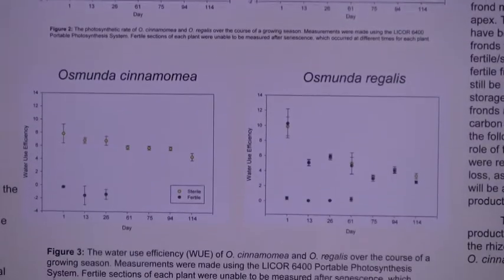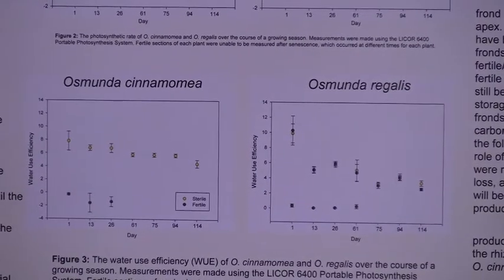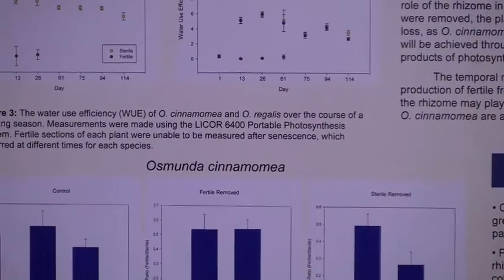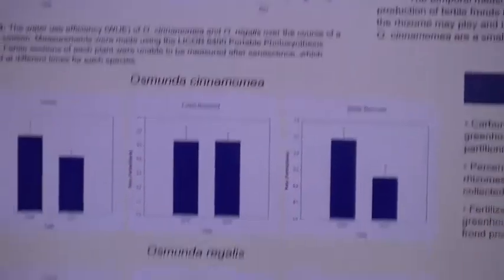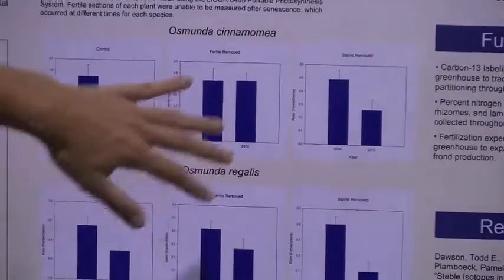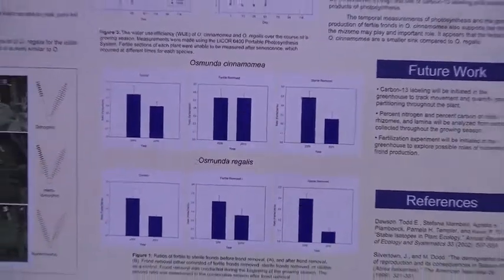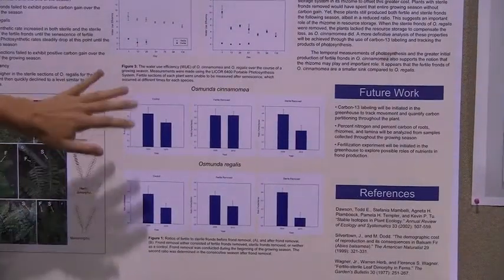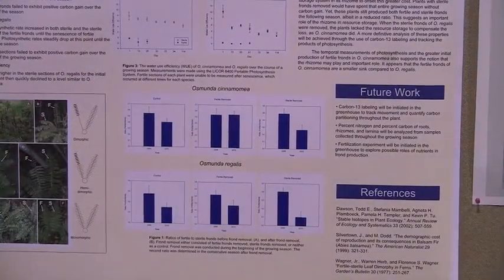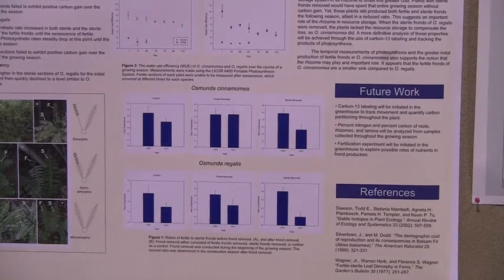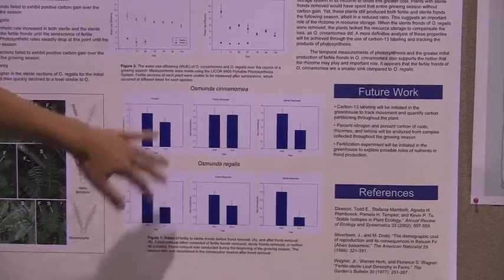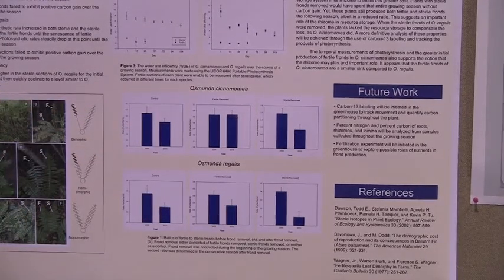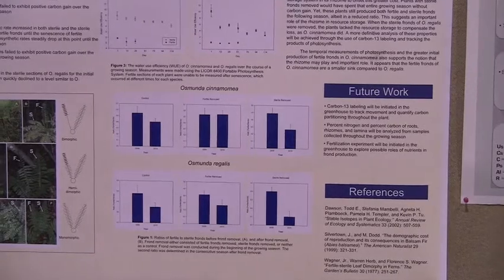Another experiment we did is we did a cutting experiment. Very early in the season, when these plants were still fiddleheads, we either removed all the fertile fronds or all the sterile fronds, and we had a control where we did not remove any fronds at all. There was no significant difference in the control, which is what we expected, so that's good. When we removed the fertile fronds of these plants, there was no significant difference.